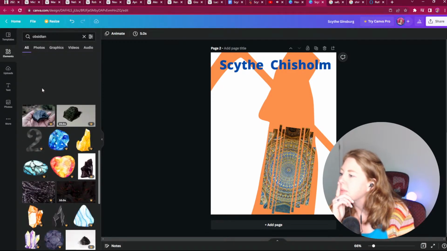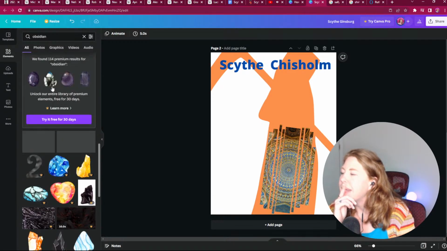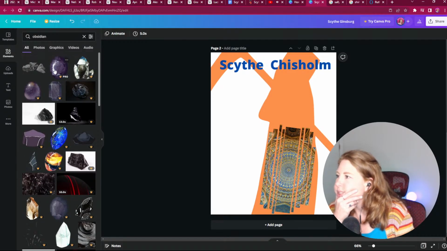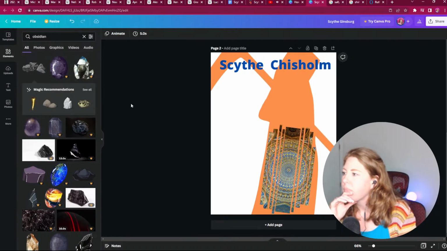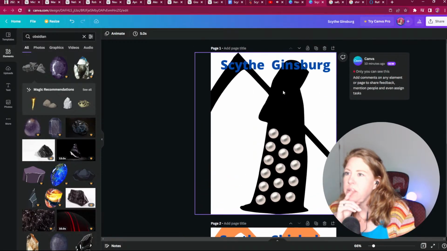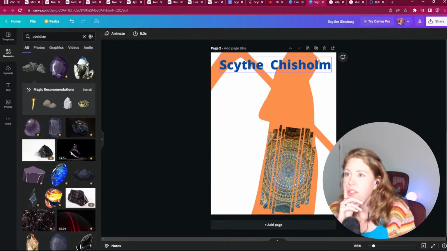That would be really cool. But I can't find any free ones. These ones just look like rocks. Okay, well, that's what I'm going with for Scythe Chisholm right now.